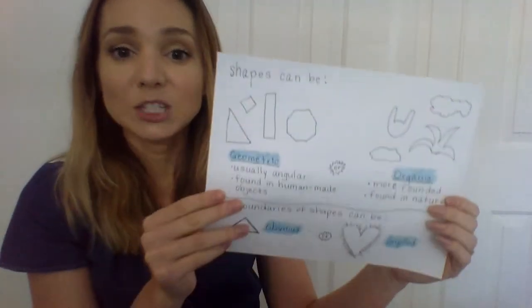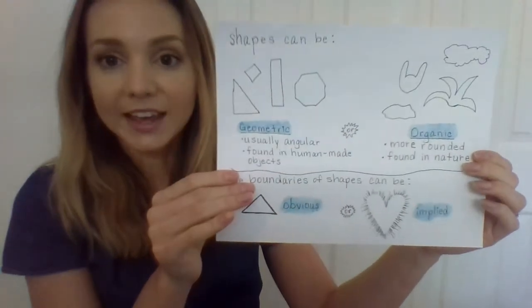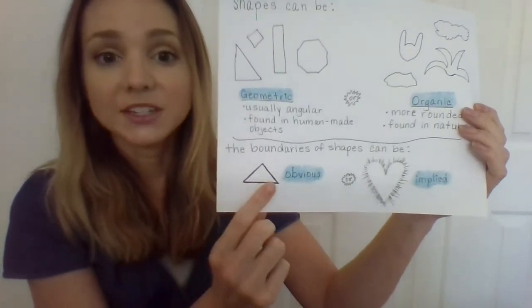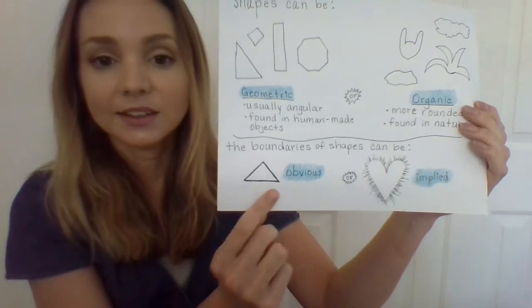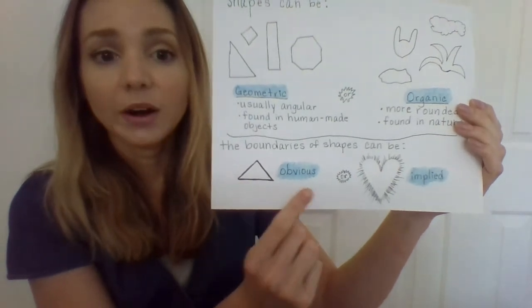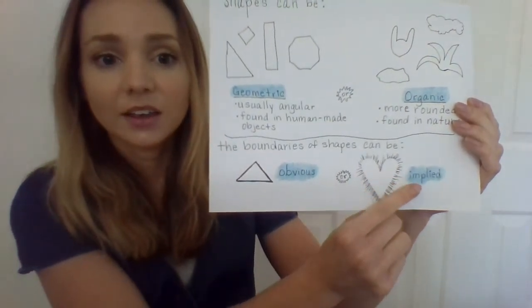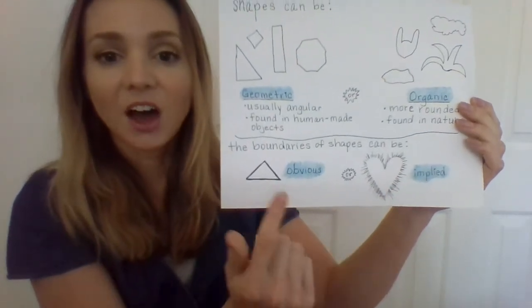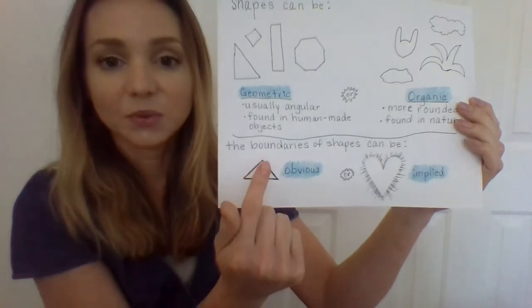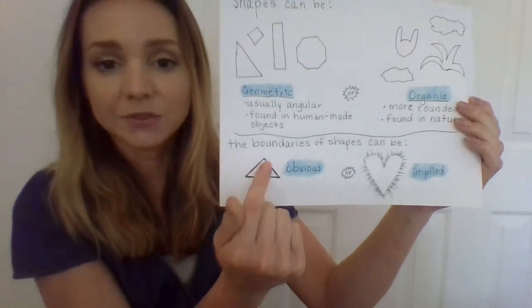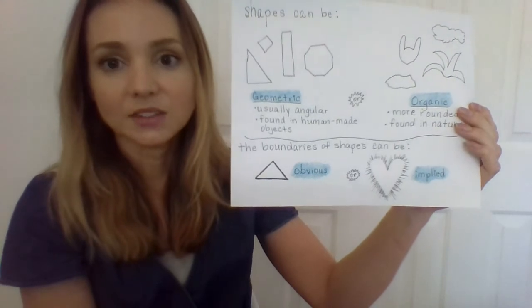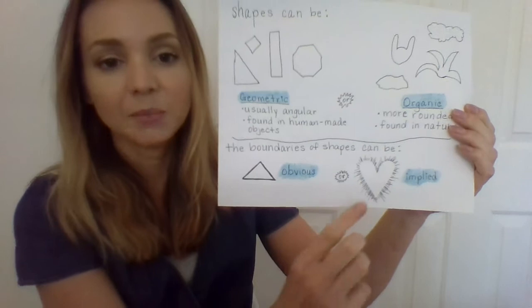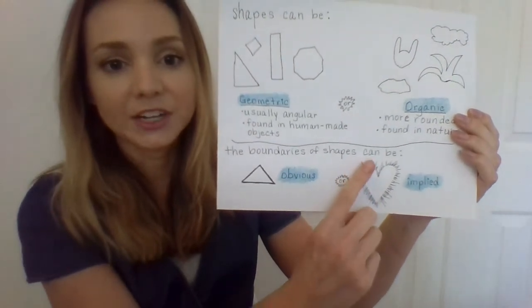Now, besides being geometric or organic, shapes can also have boundaries that are obvious, like this one, or boundaries that are implied, like this one. An obvious boundary is where the line is making the boundary. Obvious means something that anyone can see very easily. But here we have an implied boundary.